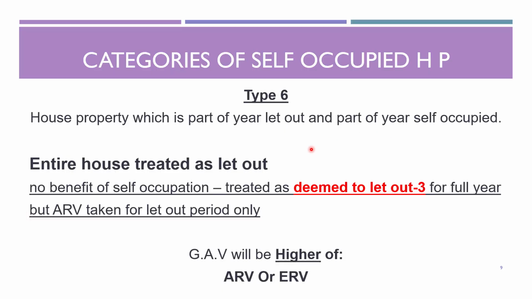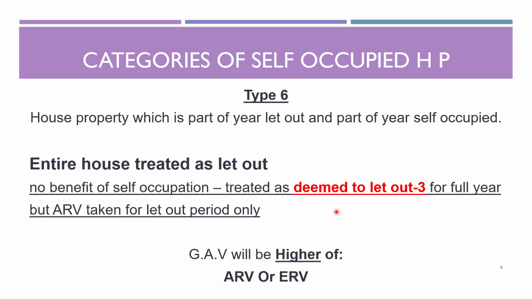The next type is, there is only one property and this property is self-occupied for some part of the year and later on it has been let out. Okay, so what we will do is the entire house will be considered as let out. There will not be any benefit of self-occupation. So that house will be deemed to be let out for the entire year.